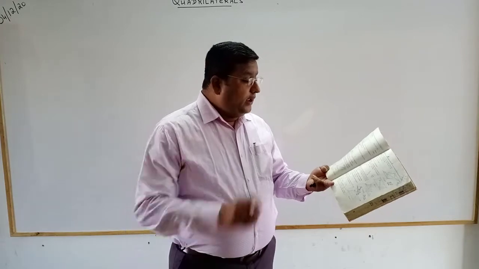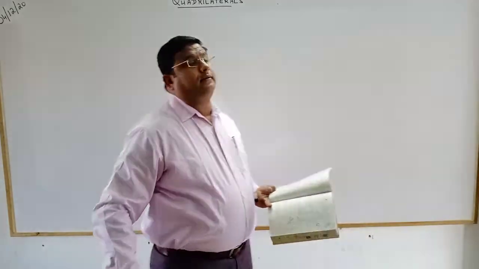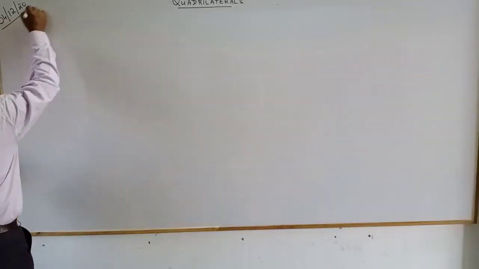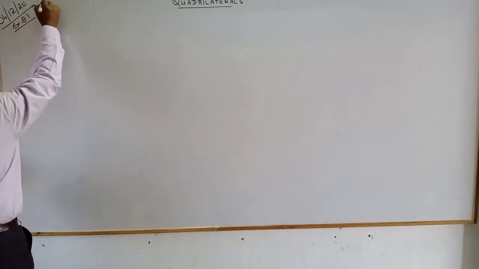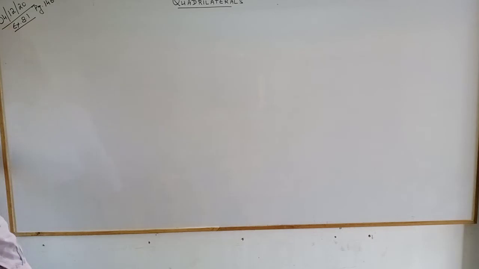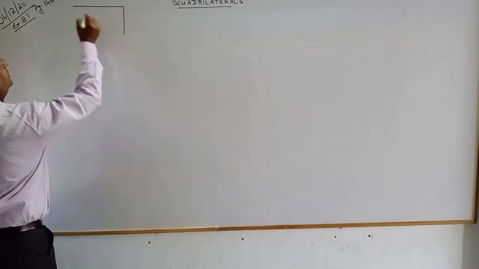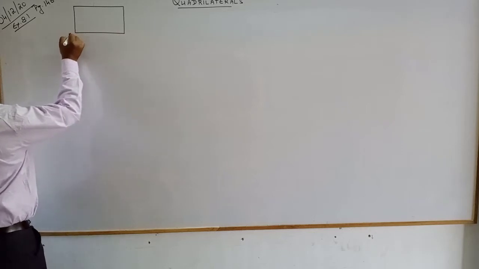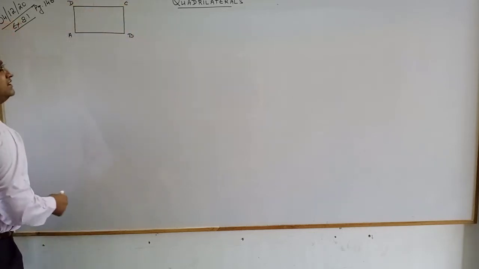Second question: if the diagonals of a parallelogram are equal, then show that it is a rectangle. This chapter is all about parallelograms, as I had said previously also. Exercise 8.1, page number 146. He says, if the diagonals of a parallelogram are equal, then show that it is a rectangle. I'll draw a rectangle because a rectangle itself is a parallelogram. ABCD is a parallelogram.